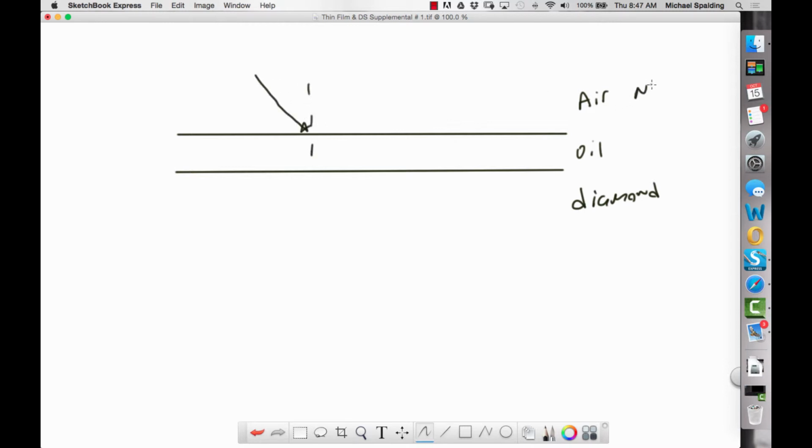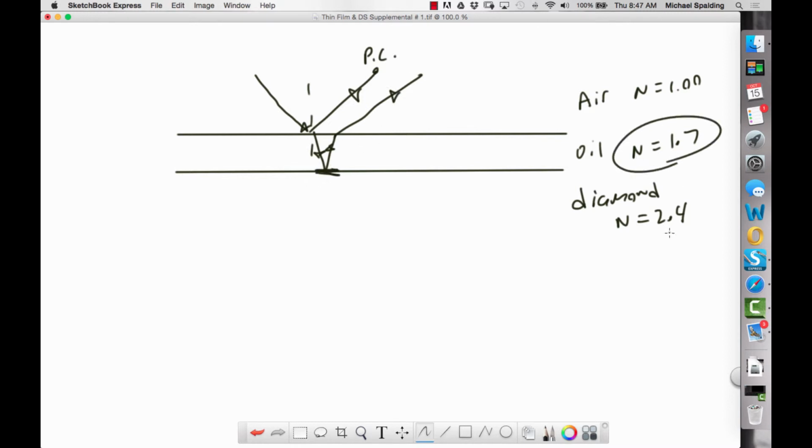Bam. So air is 1.00. The oil was 1.7. And then diamond is 2.4. Okay, so this guy reflects off like this. Is that a phase change? Yeah, this guy has a phase change. Then he goes down like that, up like that. Now, down here, was there a phase change? Yes, because it's 1.7 and 2.4. Whenever you reflect off of a medium with a higher index of refraction, you get a phase change.